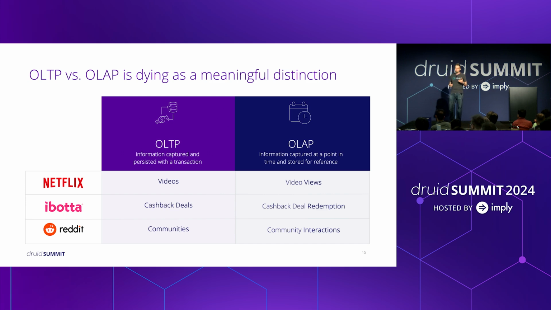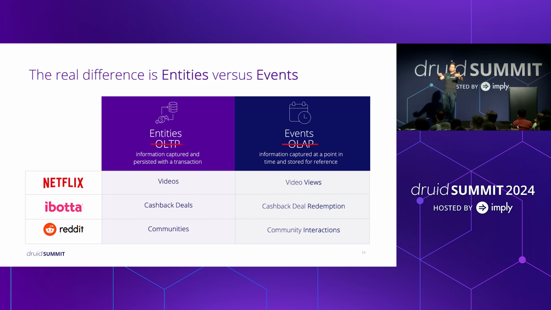I think it's much more interesting to think of it in terms of the data rather than the infrastructure. And so thinking of it as the data, you think of it as entities versus events. Entities are the nouns. They're things in the world, actual physical objects that we interact with. Events are the actions. They're the verbs. They're the things that you do with that interaction.